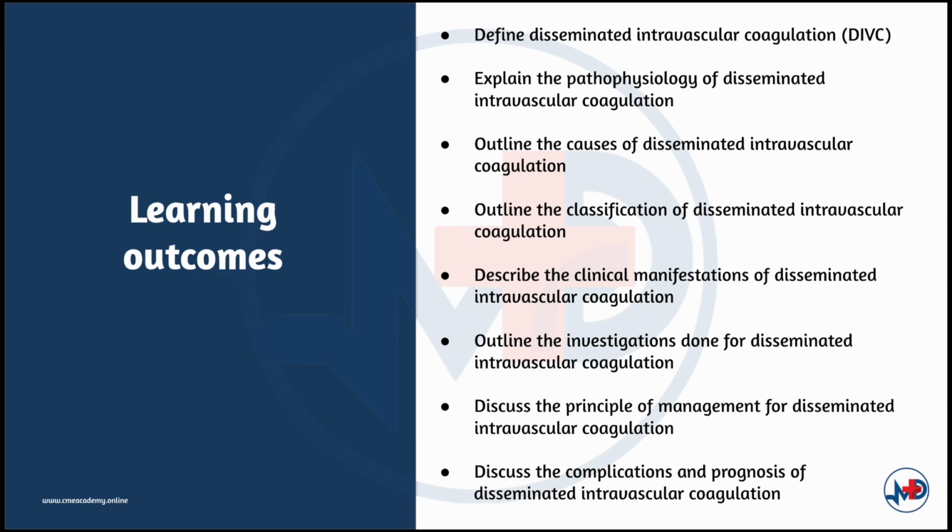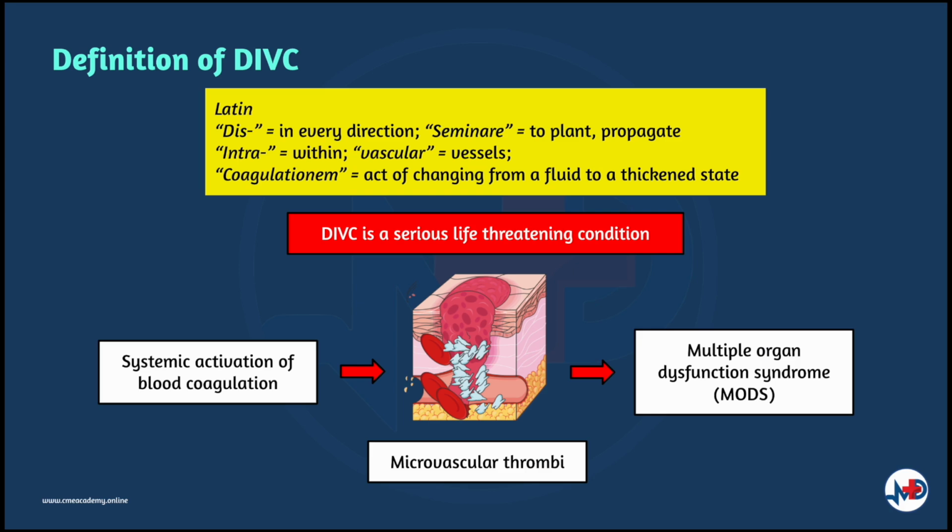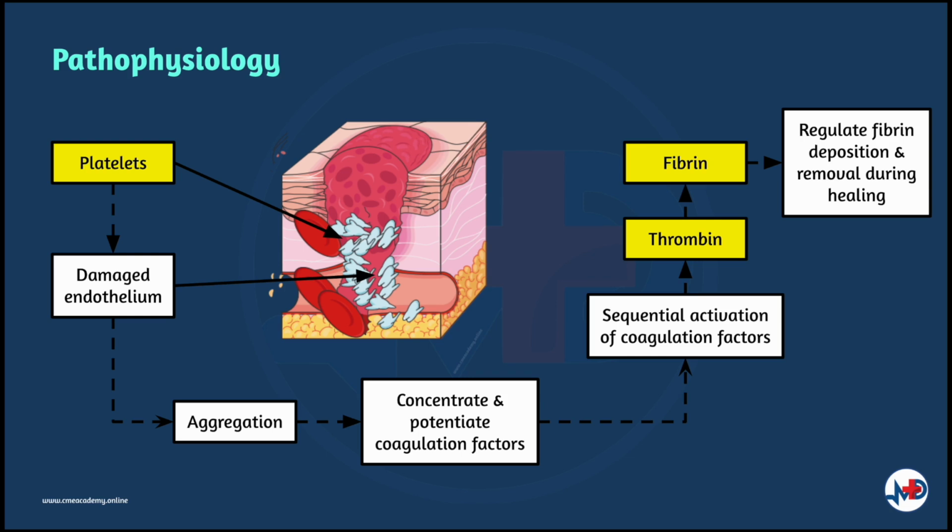Let's get started. DIC is a serious life-threatening condition where there is systemic activation of blood coagulation, and this subsequently results in generation and deposition of fibrin, leading to microvascular thrombi in various organs and contributing to multiple organ dysfunction syndrome. Blood coagulation is an integrated series of hemostatic reactions involving plasma, platelets, and vascular components.